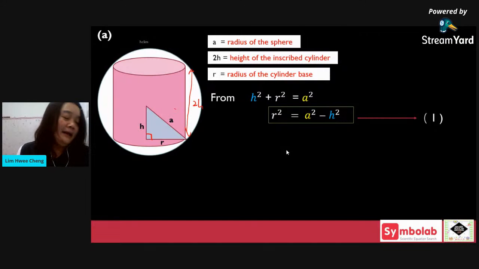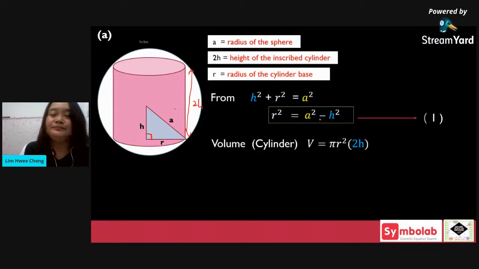Okay, ingat lagi tak formula cylinder? So inside you have a cylinder kan? So for the cylinder, normally it is pi r square, the base is a circle. That's why it's pi r square times the height. So for these cases, the height is 2h. Pi r square times the height, so you just substitute your 2h here. Okay, clear?